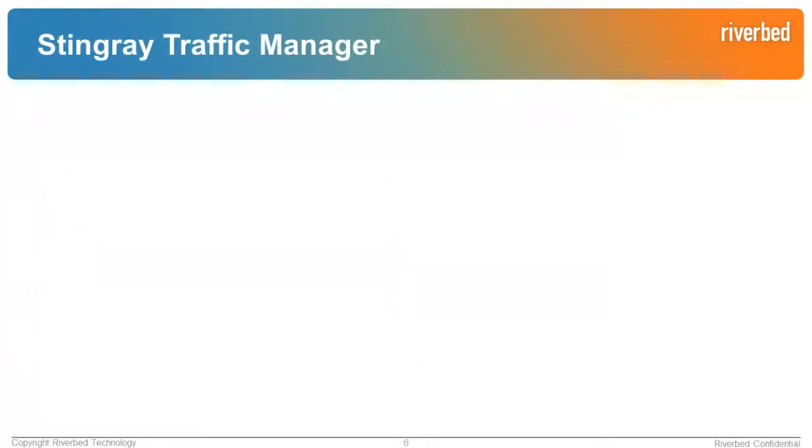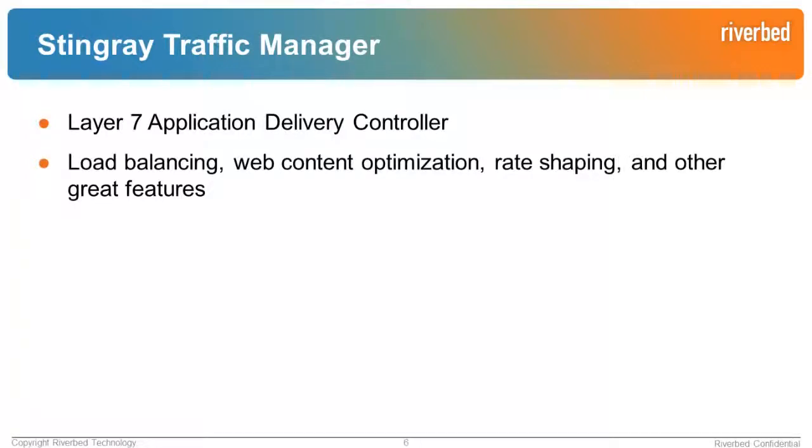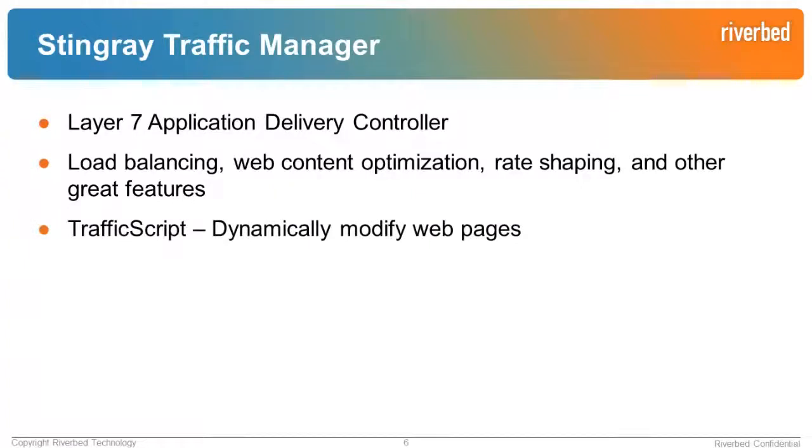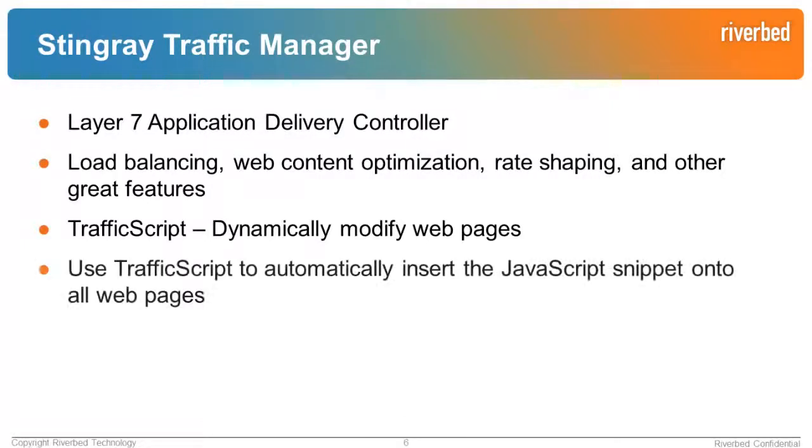And that's where the Stingray Traffic Manager comes in. The Stingray Traffic Manager is a fully featured Layer 7 application delivery controller that you use to front-end your web application. Stingray performs many great features such as load balancing, web content optimization, rate shaping, and traffic script. Traffic script can be used to dynamically alter the content of your web pages. So what we're going to do is use traffic script to automatically insert the OPNET JavaScript onto all web pages.